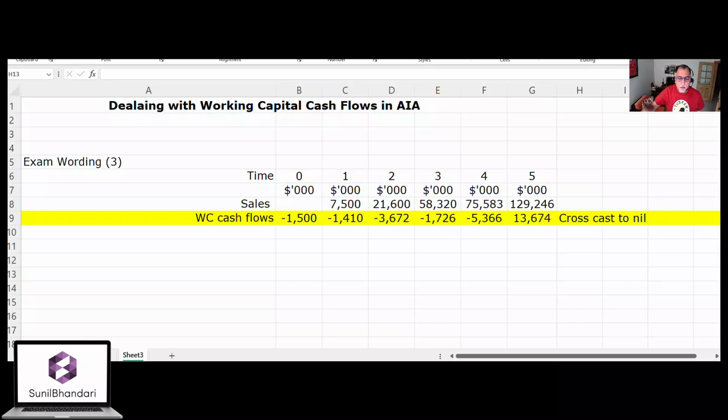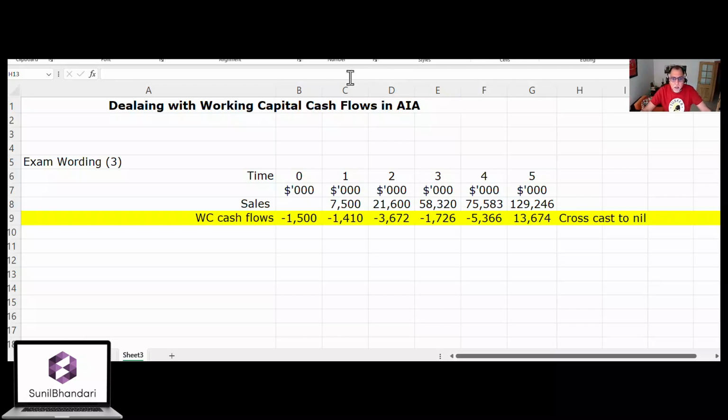I'll do that again, right? I've got the sales at the top. I've got any sort of cash costs. I deduct my TAD. I get to taxable profit. I work out the tax. I add back the TAD. I put in my capex and my scrap value. And now I'm ready for my last line, working capital.